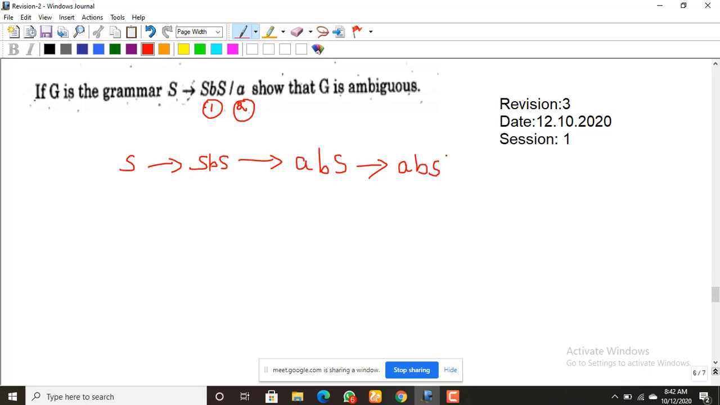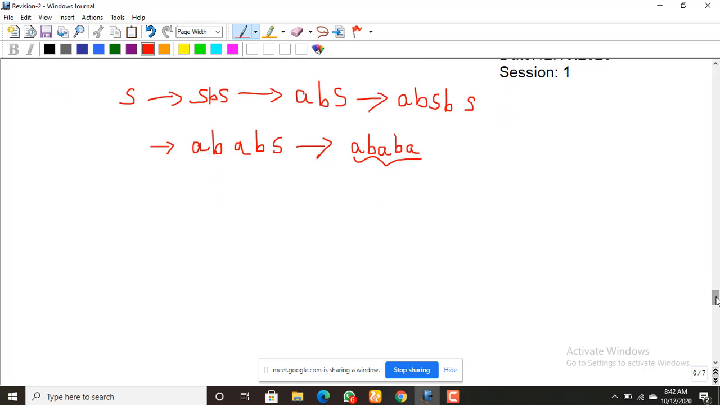So A B S. Next, the first S is replaced by A, then B S. At a time you can replace only one non-terminal, replacing non-terminals with terminals. In the last S, again the last S is replaced by A B A B A. So this is the string. So I have found the string. The next step, based on this string, is to prove the grammar is ambiguous.